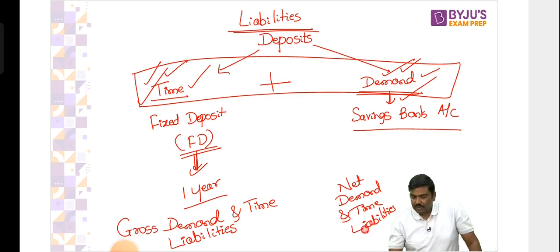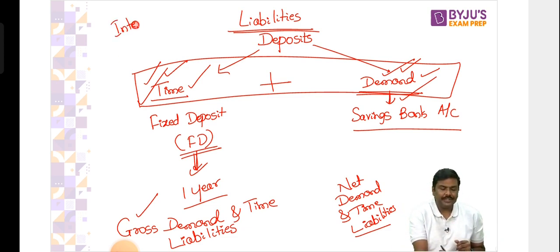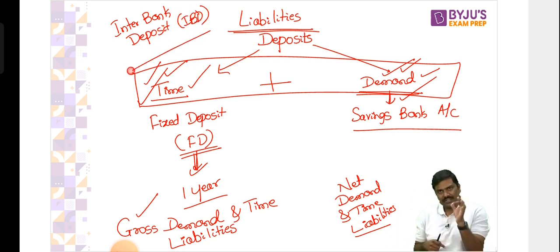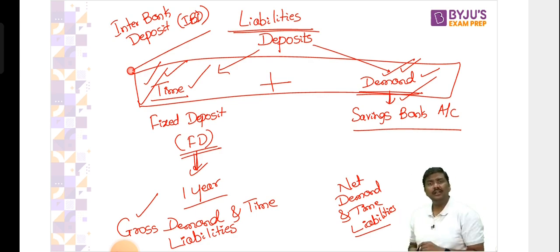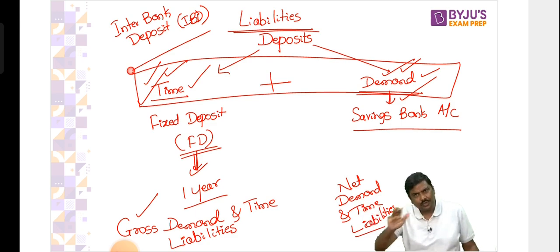Understand this carefully. When you count all the deposits that are there in a bank, you also count interbank deposit. What do you mean by interbank deposit? I'll use a short form here, IBD. One bank will keep a deposit with another bank. Now many of you will be confused here. Why would one bank keep a deposit with another bank? It doesn't make any sense. No, it makes perfect sense.